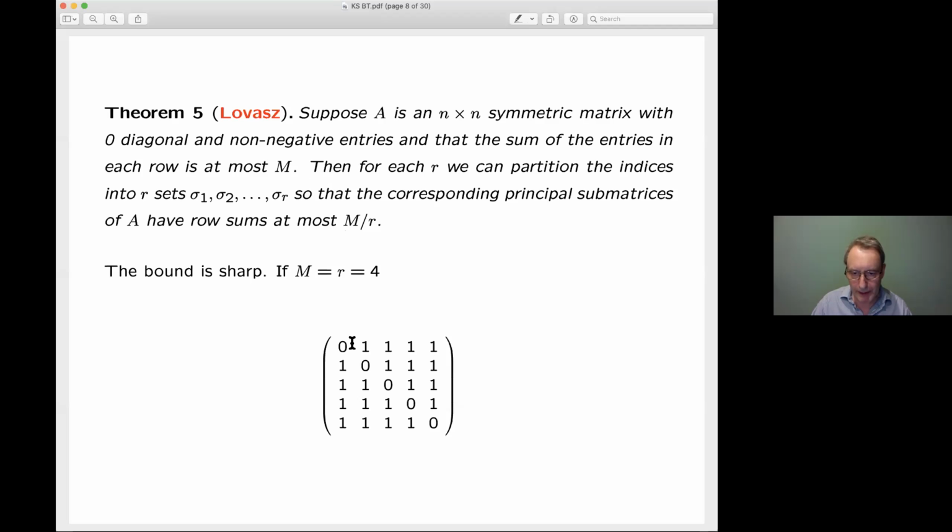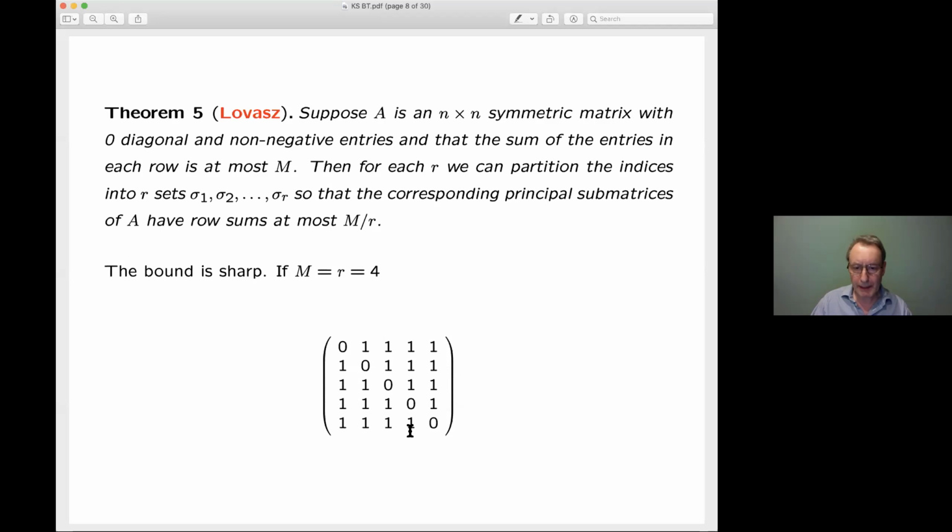So here is a matrix in which the row sums are at most 4. In fact, they're all equal to 4. And whenever you chop this into 4 pieces, because you have 5 indices, you're going to get a piece with at least 2 indices in it. And whenever you pick a piece with 2 indices in it, the row sum is going to be 1. So you can't improve this m over r, which is 1, because in this example, you will get exactly 1 in the row sum. So the bound is exactly sharp.